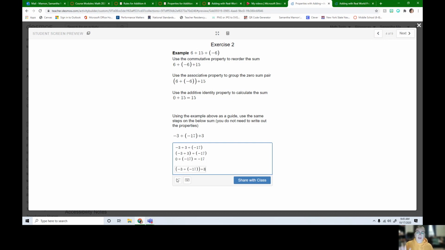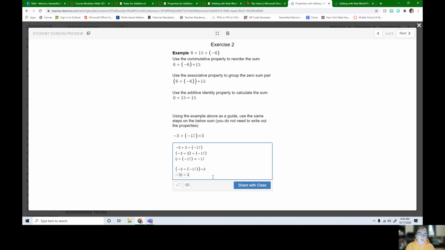Sometimes instead of getting additive inverses together, it's easier for us to get all of our negatives together and all of our positives together. So for this one, I'm grouping that negative 3 plus negative 17 because I saw that that's going to be negative 20. My next line, I'm going to replace negative 3 plus negative 17 with negative 20. Now we have negative 20 plus 3.